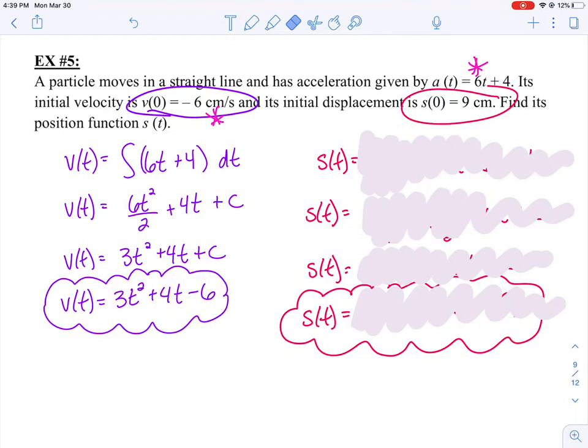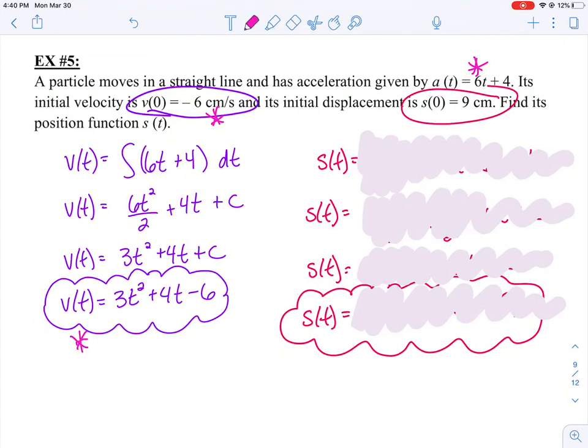So I know that c is -6, and now I know that the velocity at any time is 3t squared plus 4t minus 6. So now I not only have the acceleration function at any time, I now have the velocity function at any time, and I can figure out what my velocity or acceleration is at any moment. But I don't want to stop there. I want to find the position function.